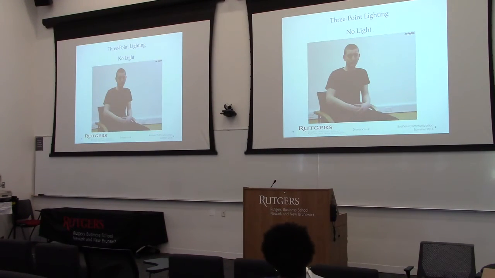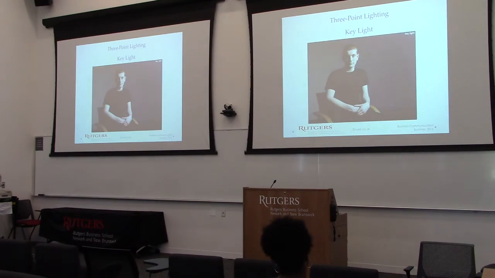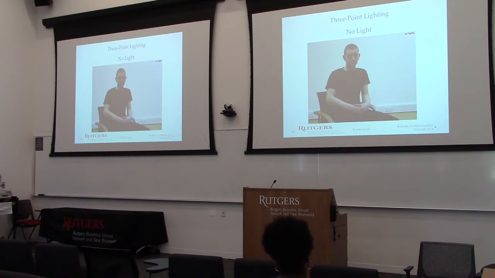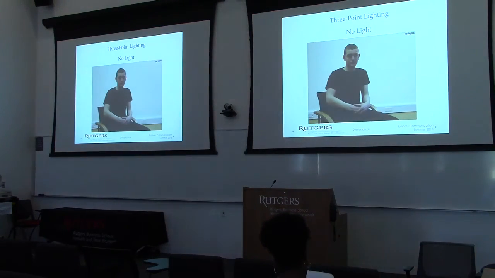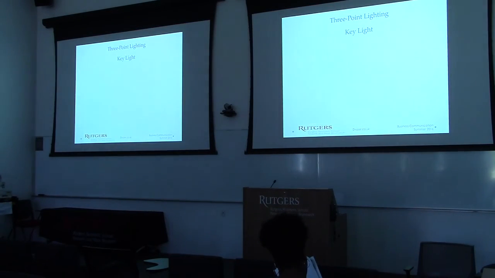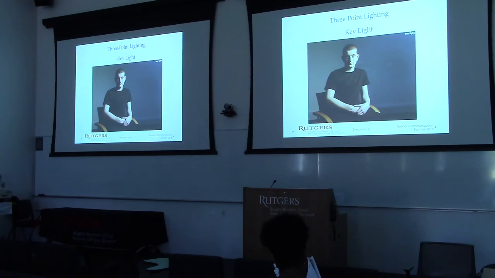All right, so example, we've got a guy sitting in a chair with no light, maybe just some overhead lights. All right, and the key, let me turn the lights off real quick so you can get a better sense of this. Okay, so no light. All right, and then we've got key light. We're starting to get an idea of this subject. We bring out more of the features, but of course, there's this shadow part of his face. So the light is coming from off here, and we've got shadows on this side of his face.